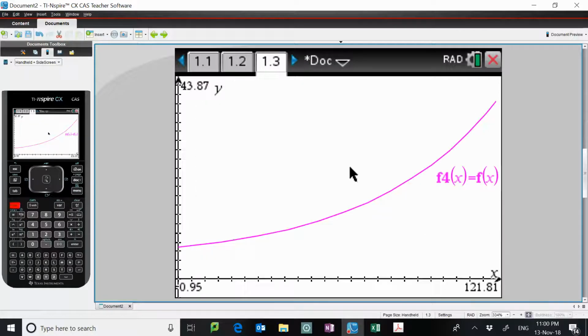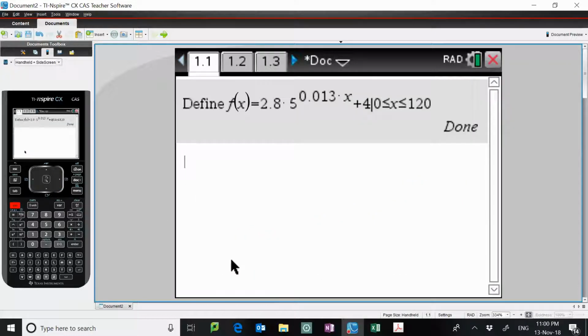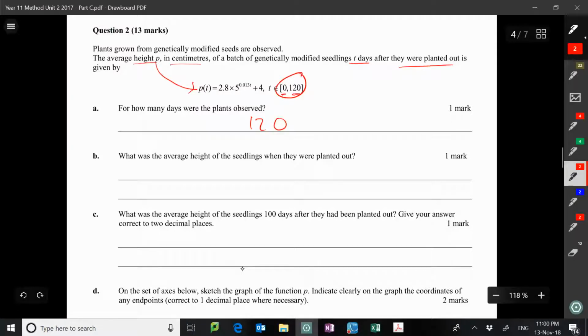Well, you can look at your graph and the average height is at this point. That's where they started before they grew, true? So you're doing f of 0 and it gives you 6.8. Okay, so it tells me the average height. F of 0, so at t equals 0, which is when they were planted out, is equal to 6.8. Is it centimeters or meters? Centimeters. That's my average height.